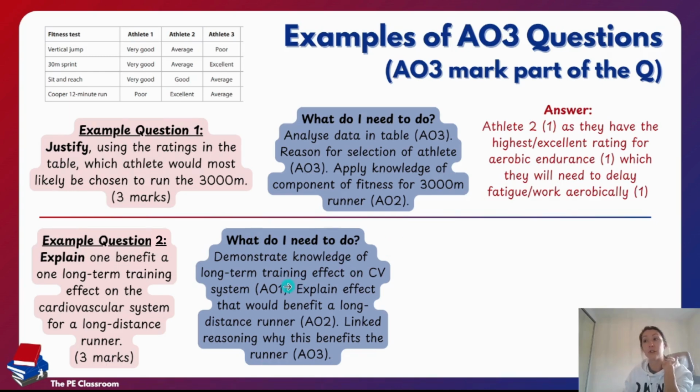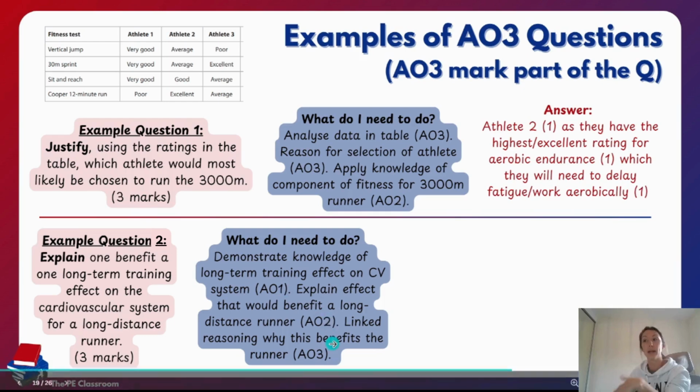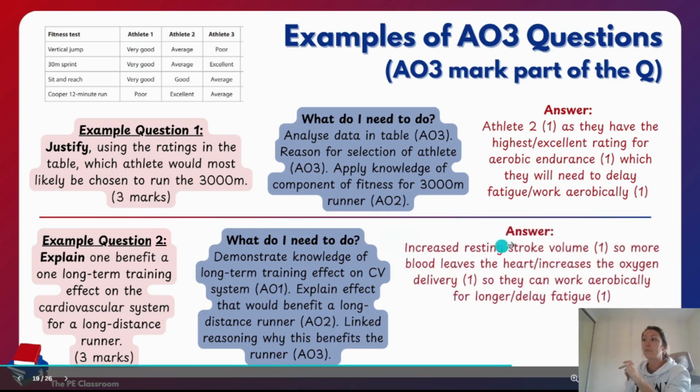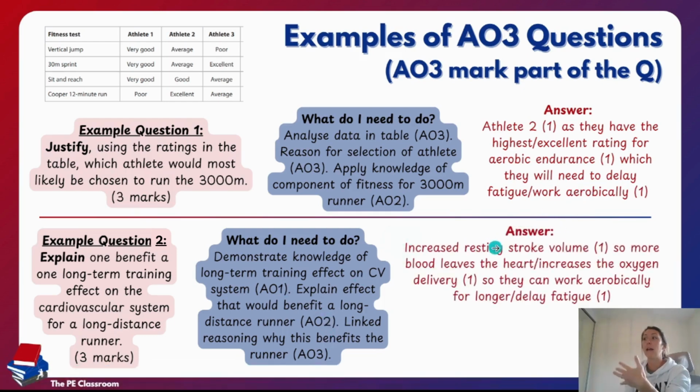So this one's quite a nice question because it's got an AO1 point, an AO2 point and an AO3 point. Okay, so you could say something like an increased resting stroke volume, so that's you demonstrating your knowledge of a long-term effect of the cardiovascular system. Remember, you wouldn't get a mark if you relate it to the respiratory system or the skeletal, you just wouldn't get a mark. Second mark, so more blood leaves the heart or it increases the oxygen delivery. And then your AO3 points, so they can work aerobically for longer or it delays fatigue. So yeah, a lot more to that answer.